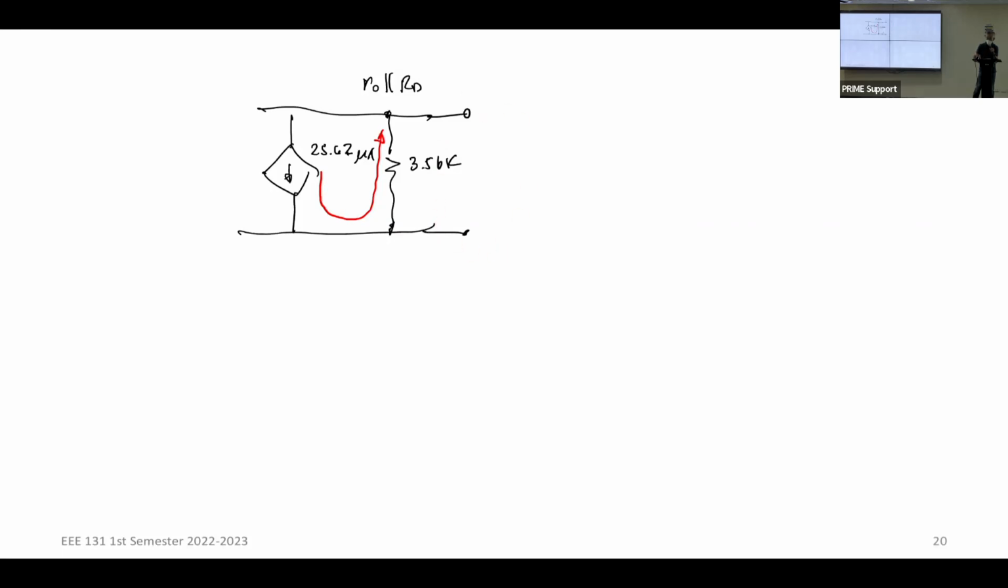So what will now be my output voltage? My output voltage is going to be, the polarity will be plus minus. It's going to be 25.62, okay, multiplied by 3.56. I'm going to get 91.21 millivolts. This is going to be 91.21 millivolts. So that's going to be my VSD, negative 91.21 millivolts.